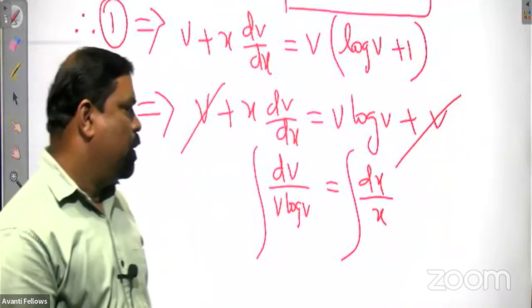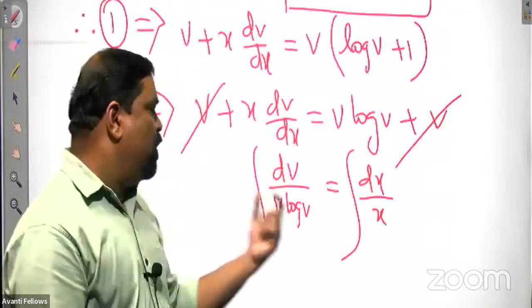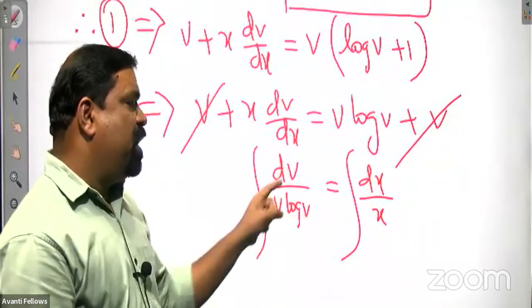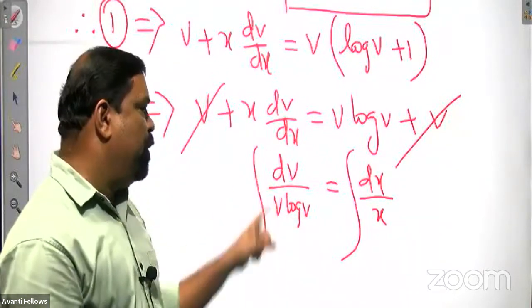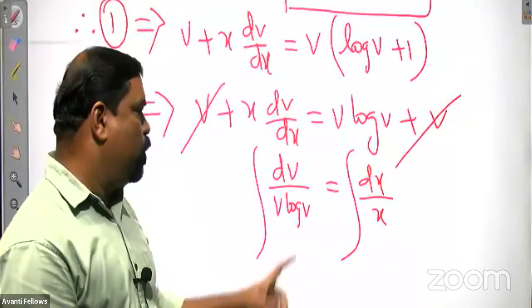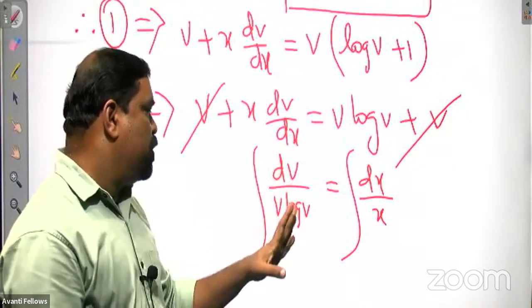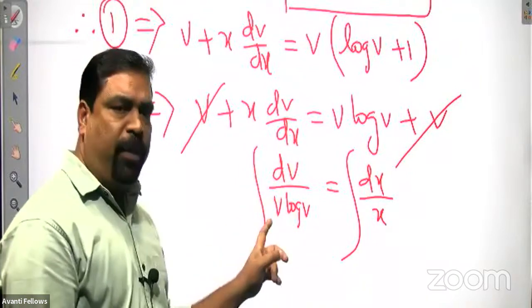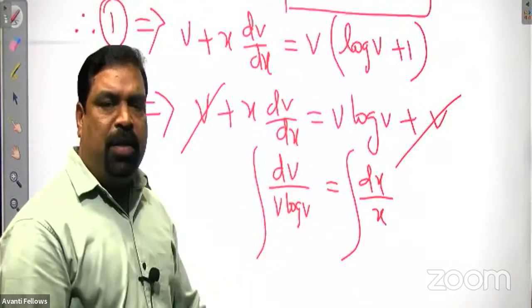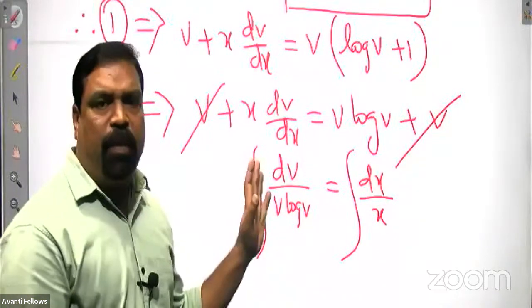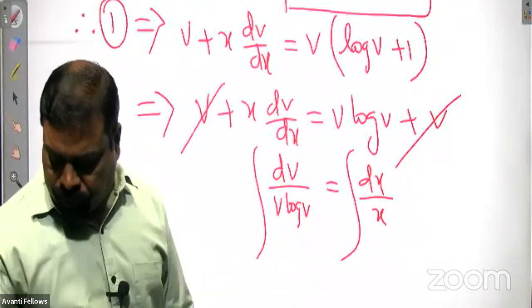Okay. So right side is direct integral. Left side is not that much direct, but you know, if you put log v as t, so 1 by v dv becomes dt. So it becomes 1 by t dt form. Again, that is a standard integral. So remaining you can easily complete by yourself. Okay.